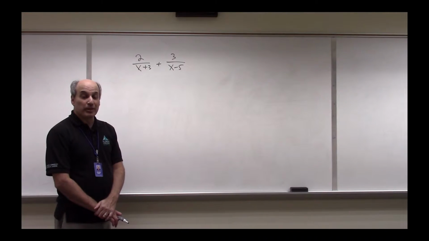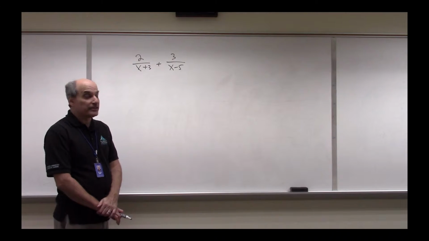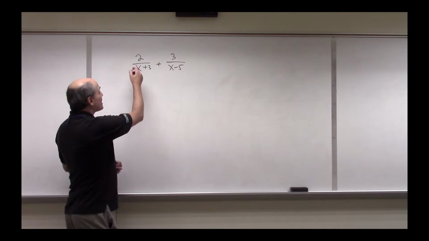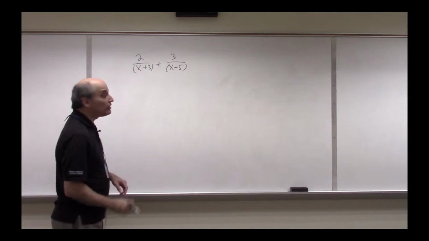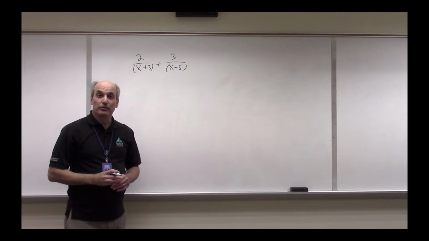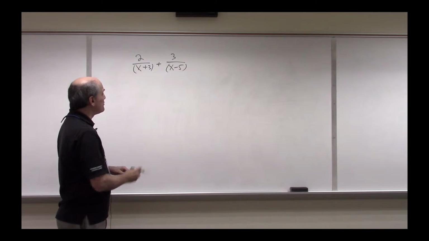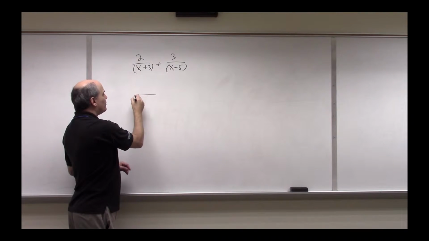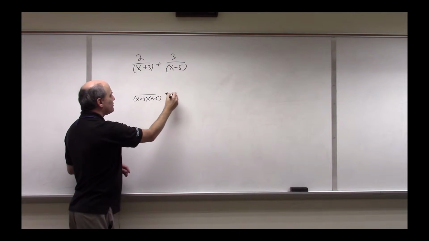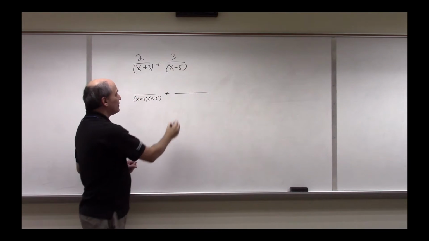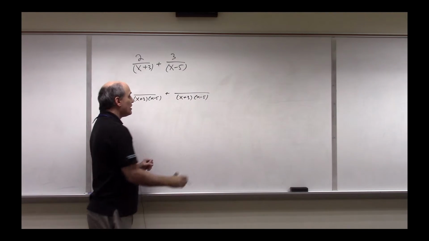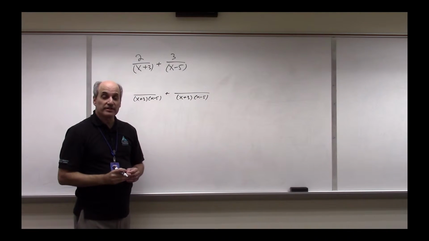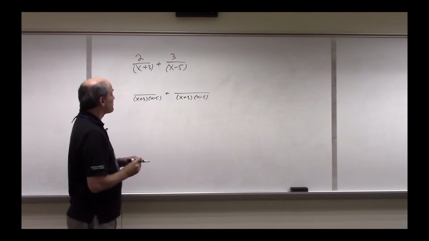Well, as you probably remember, the way to do this is you get a common denominator. The obvious common denominator here would just be the two denominators multiplied together. That is x plus 3 multiplied by x minus 5. So here, I want to have x plus 3 times x minus 5. And here, I want to have x plus 3 times x minus 5. Then the denominators will be the same. We can just add the numerators.